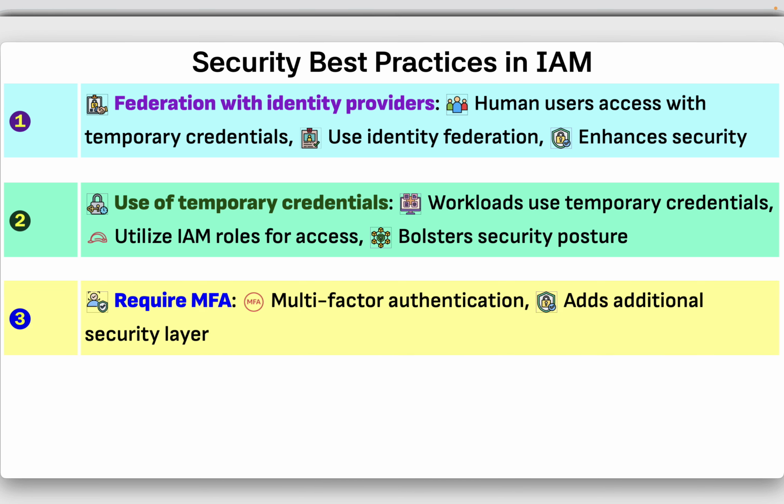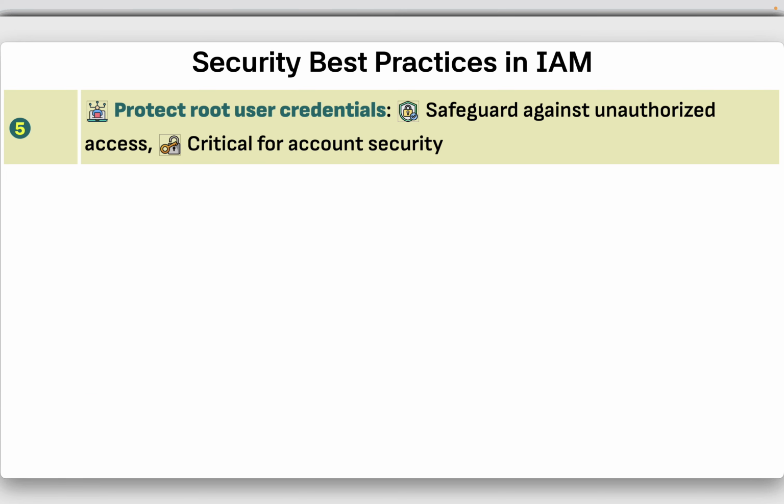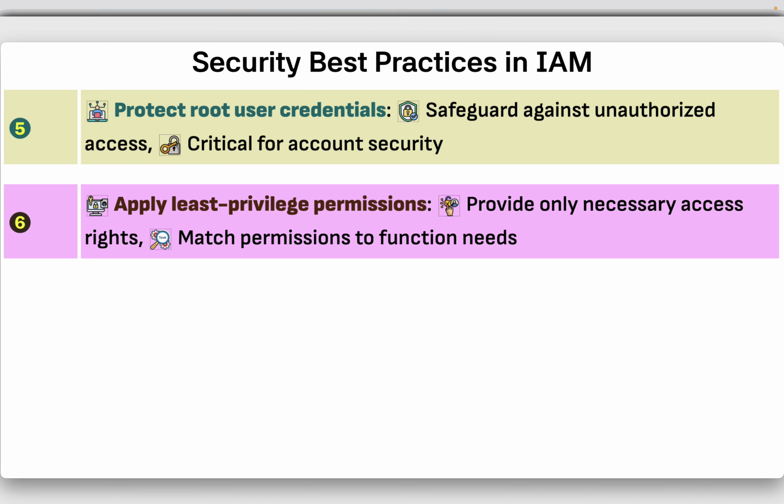Require MFA and force multi-factor authentication for an additional layer of security. Update access keys. Regularly update access keys, especially for scenarios that require long-term credentials, to mitigate risks. Protect root user credentials. Emphasize the importance of safeguarding root user credentials against unauthorized access. Apply least privilege permissions. So implement permissions that provide only the necessary access rights to perform a function.